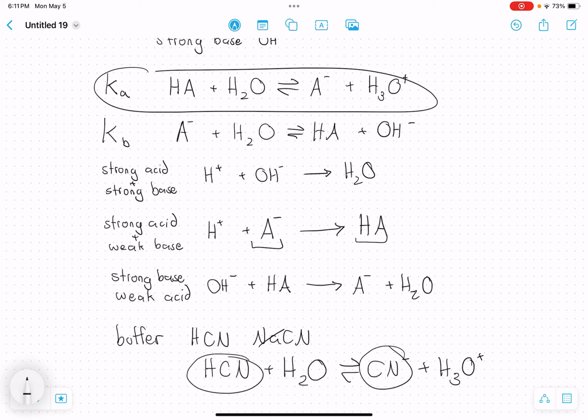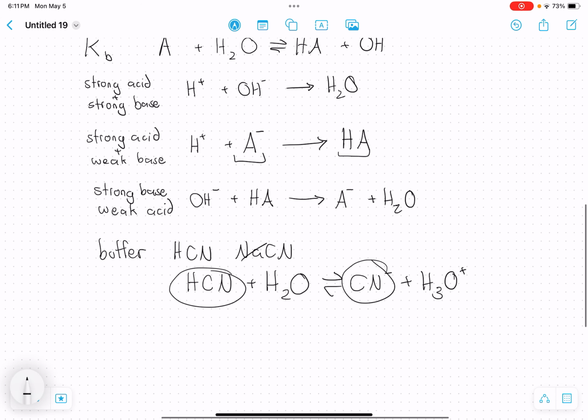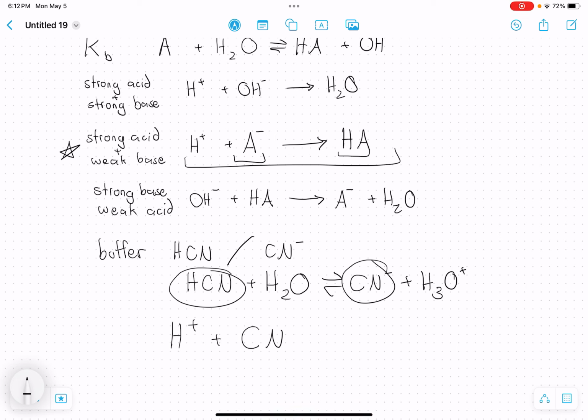The other thing with buffers is sometimes you add an acid or a base to them. So for example, if we have this buffer, I'm going to get rid of the sodium so it doesn't confuse us. So if we have this buffer system, HCN and CN minus, and we say, let's add a strong acid to it, the strong acid has to react with the weak base. So you need to write that like this equation. So you would say H plus CN minus forming HCN.